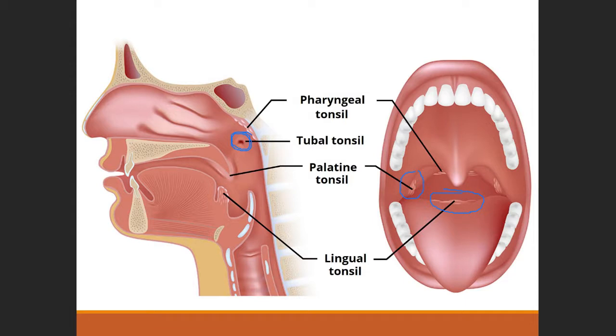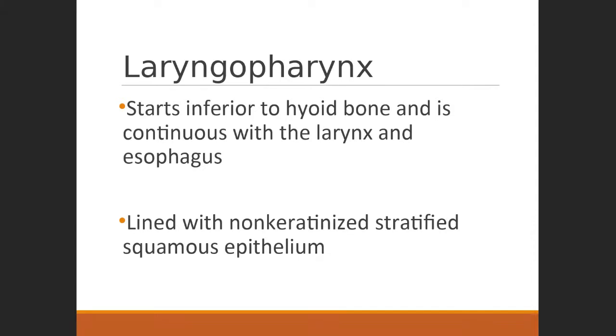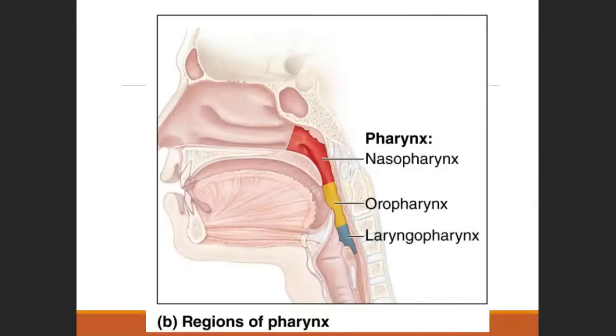Now we get down past the oropharynx, we continue inferior, and now we're in the laryngopharynx. Our borders here are going to be anything below the hyoid bone. So that hyoid bone, when it's in a resting position, is the border between the oropharynx and the laryngopharynx just below it. Again, as you swallow, the hyoid bone moves up and down slightly. We want to make sure that we're using that border when it's in its relaxed state.